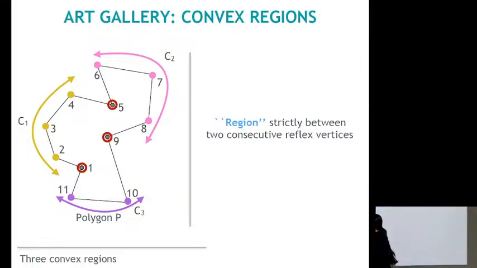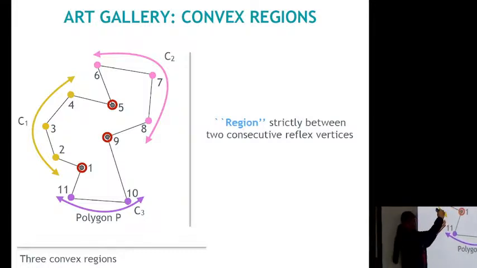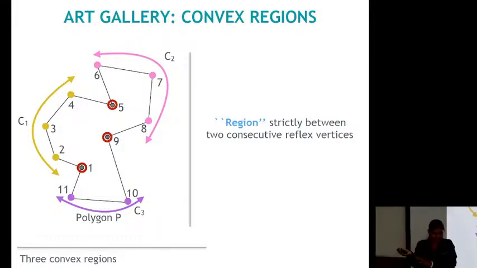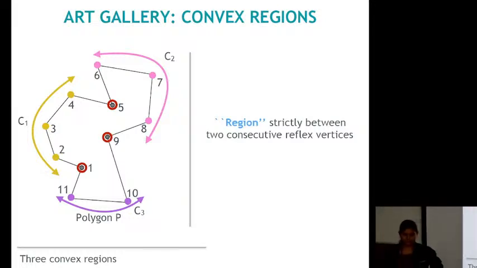It's just that if you include one more vertex to the left of the start vertex, the lower vertex, you end up getting a reflex vertex. Similarly on the other side. It's a maximal sequence of convex vertices.